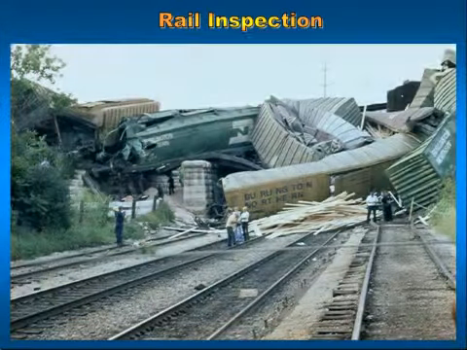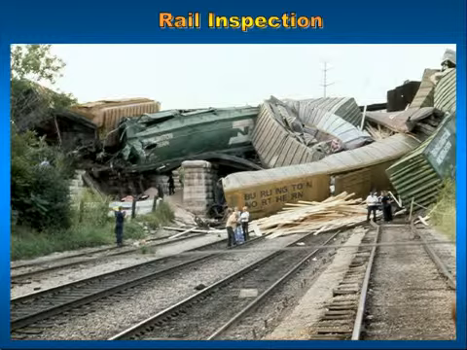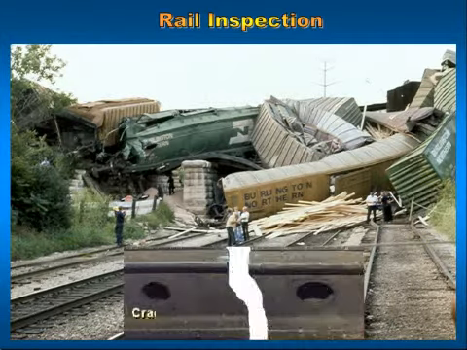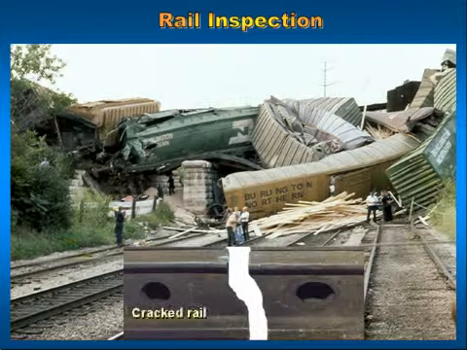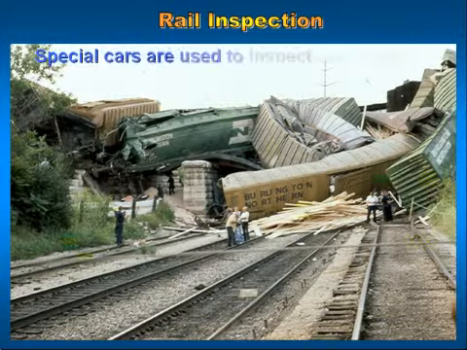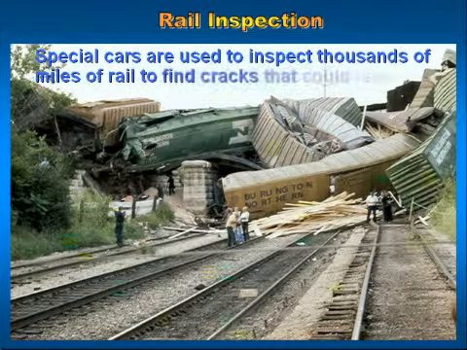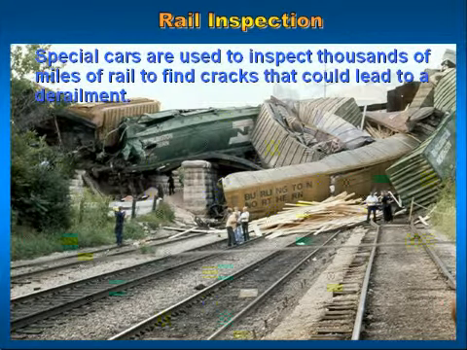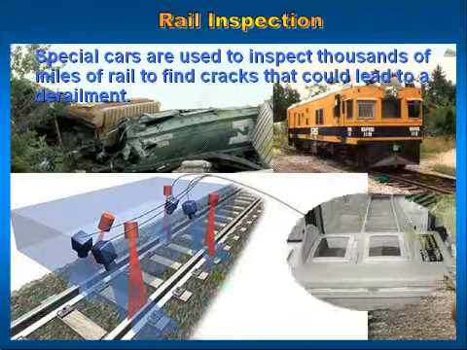Rail inspection. Special cars are used to inspect thousands of miles of rail to find cracks that could lead to a derailment. The heavy loads that trains place on railroad tracks can result in the formation of cracks in the rail. If these cracks are not detected, they can lead to a derailment. Special rail cars equipped with NDT equipment are used to detect rail defects before they are big enough to cause serious problems.